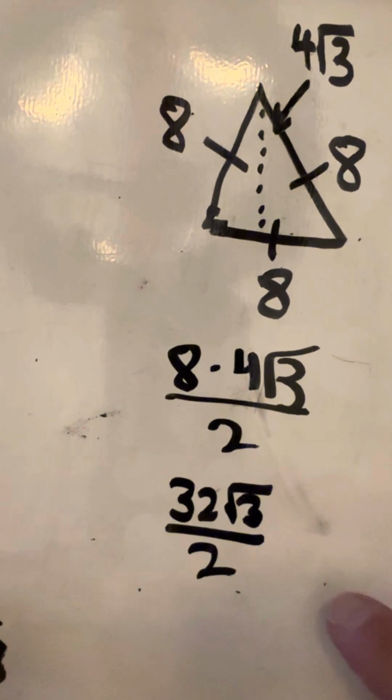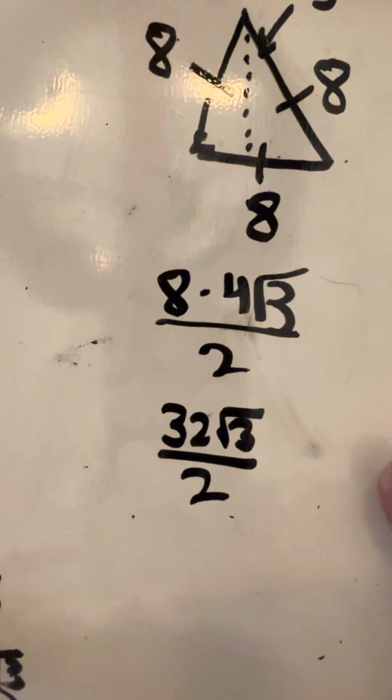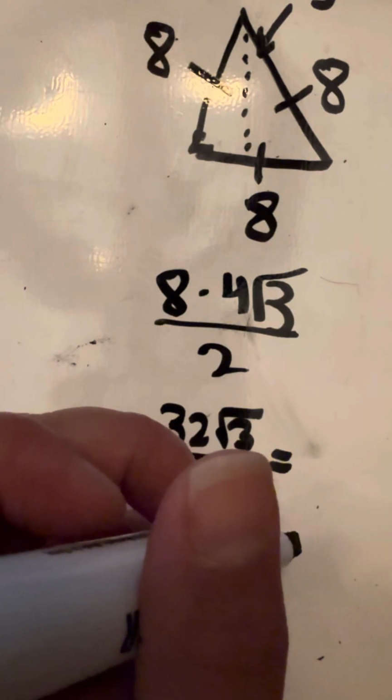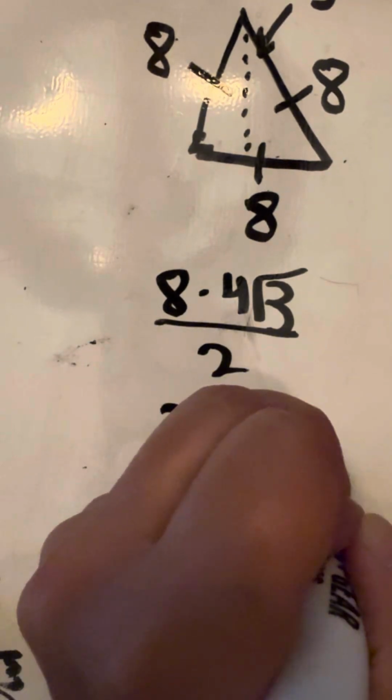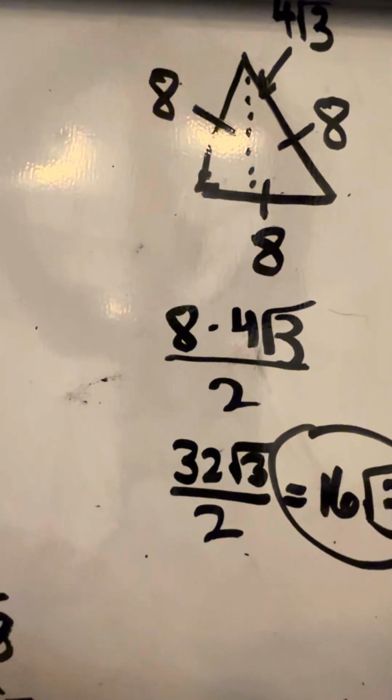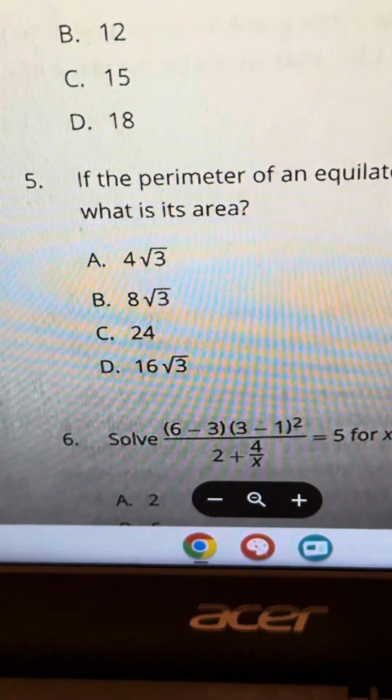And then you can do the 32 divided by 2 part. You can't do anything with the root of 3. But 32 divided by 2, you'll get 16. 16 root 3 is your area. And when you look back up at the choices that we have, as you can see, that is choice D.